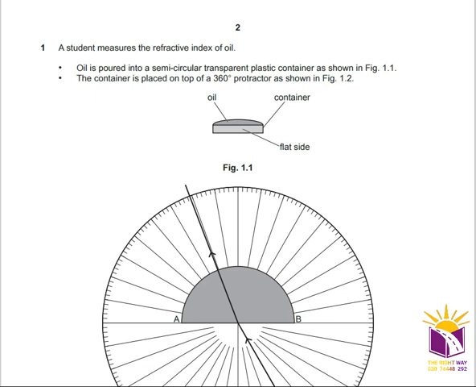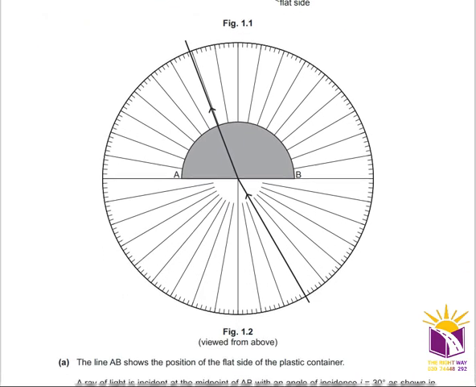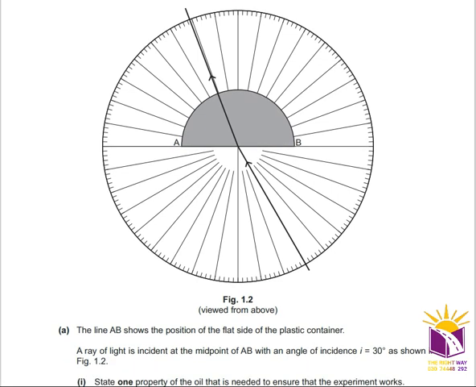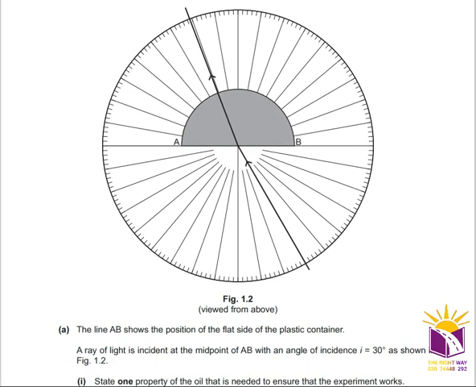Oil is poured into a semicircle transparent plastic container as shown in figure 1.1. So we have placed our oil in the plastic container. The container is placed on top of a 360-degree protractor as shown in figure 1.2, in which you can see that it is placed on a protractor. The line AB shows the position of the flat side of the plastic container.